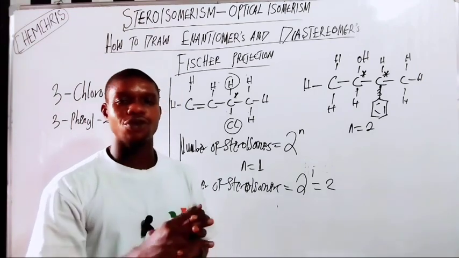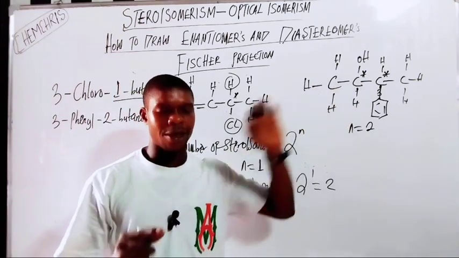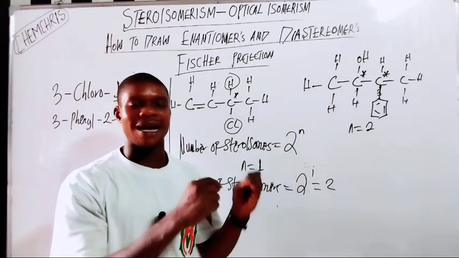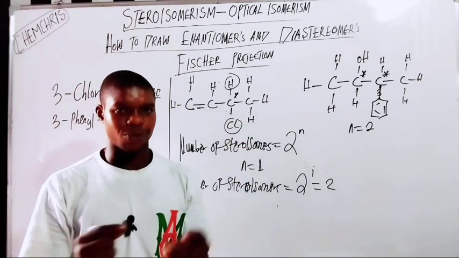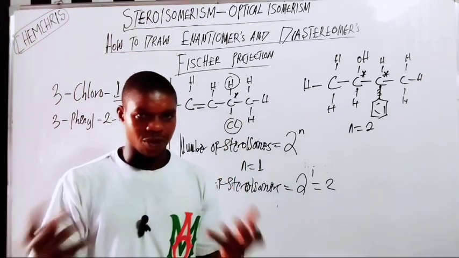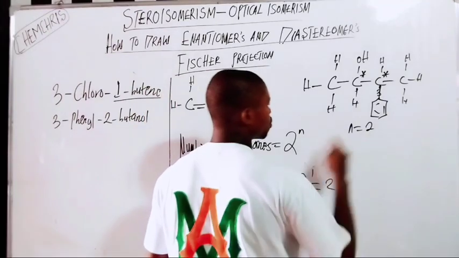Please go and watch that video. If you don't understand what I'm doing here, please go and watch that video on how to identify chiral carbon. I don't want to spend much time on that because we have already done that before. So here we have n equals 2.